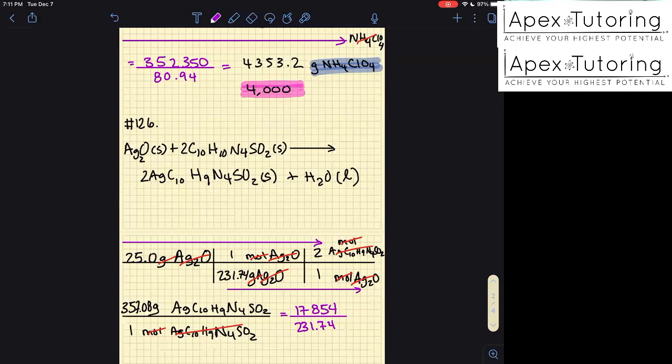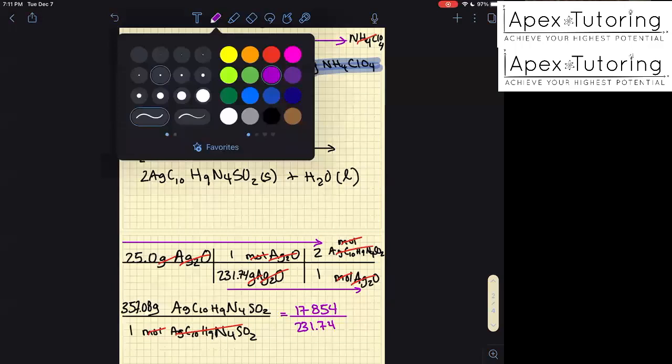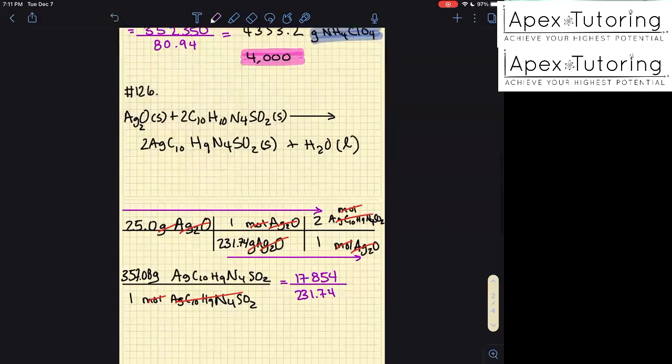Then what do you do? Divide. Good. What do you get? 77.04. Okay, and let's try sig figs here. So where should we stop? There. 77.0. Yeah. And then what are your units? Grams of AgCl10.